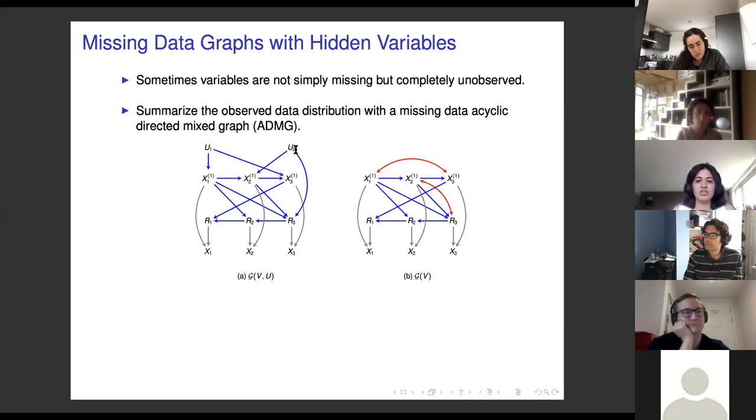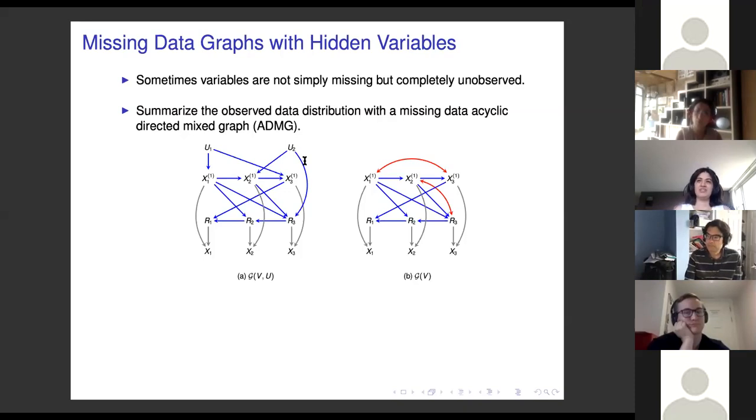Or maybe there are also unmeasured confounders between X21 and the missingness indicator R3. X21 could be some measurement in the lung, for example, the tar in the lung, and R3 is the missingness of the bronchitis test. We may think that maybe the individual's occupation affects the two, because they are closer to a factory, for example, and then they have more tar in their lungs, and because they are closer to a factory, they get tested more for bronchitis and so on.